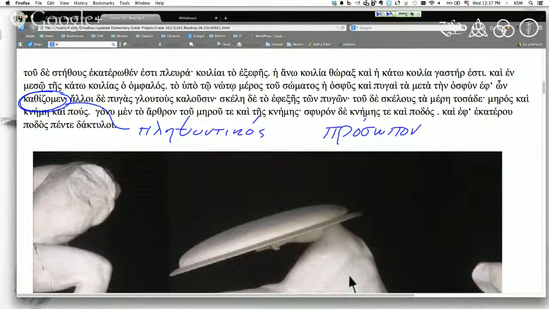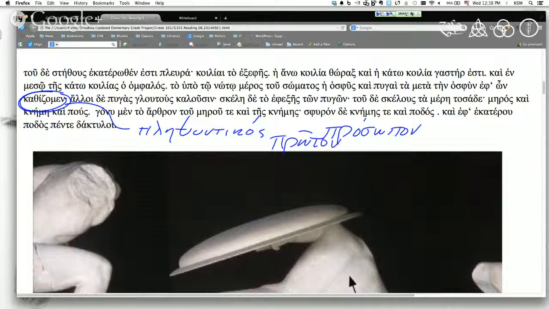So this is first person. What's our word for first? Proton. Proton prosopon. You know this grammar already. Proton prosopon. Okay, so first person, plural. What else? Active. It's active. We haven't learned that word yet, but it's coming. Active.